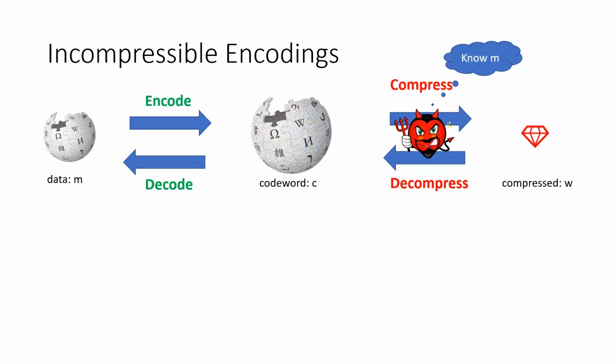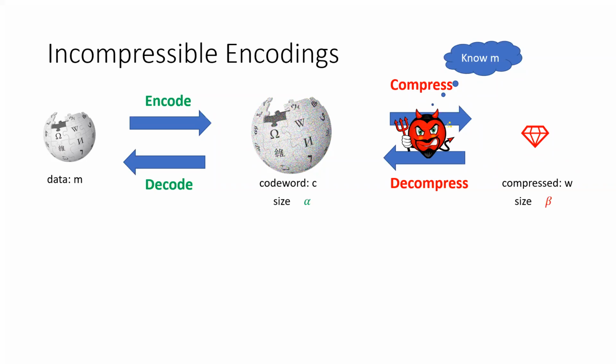For free. So think about it like he has access to the internet and knows what the Wikipedia data is. The goal of the adversary is to compress the code word down to some smaller value, which is good enough to recover the code word. So the adversary consists of two procedures: a compression procedure, which gets as input the code word and outputs some smaller value that we'll call the compressed value W, and a decompression procedure that takes the compressed value W and uses it to recover the code word.